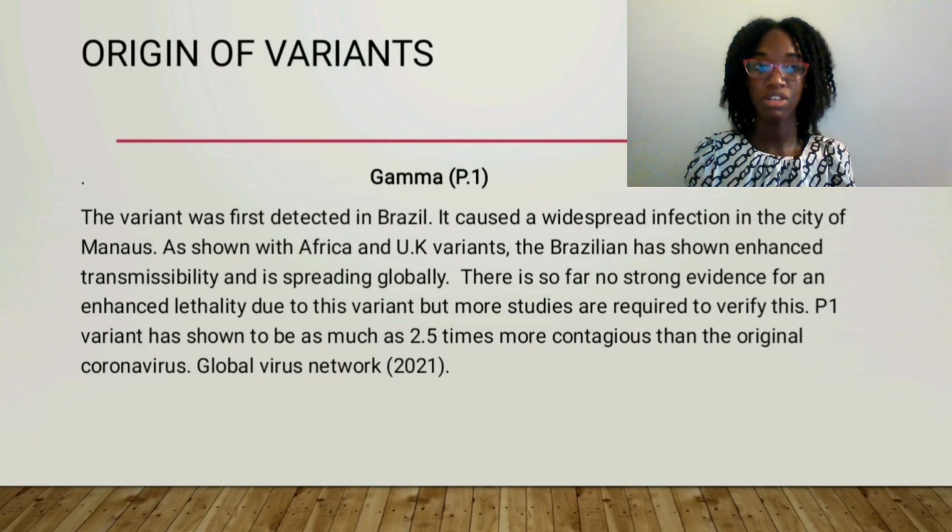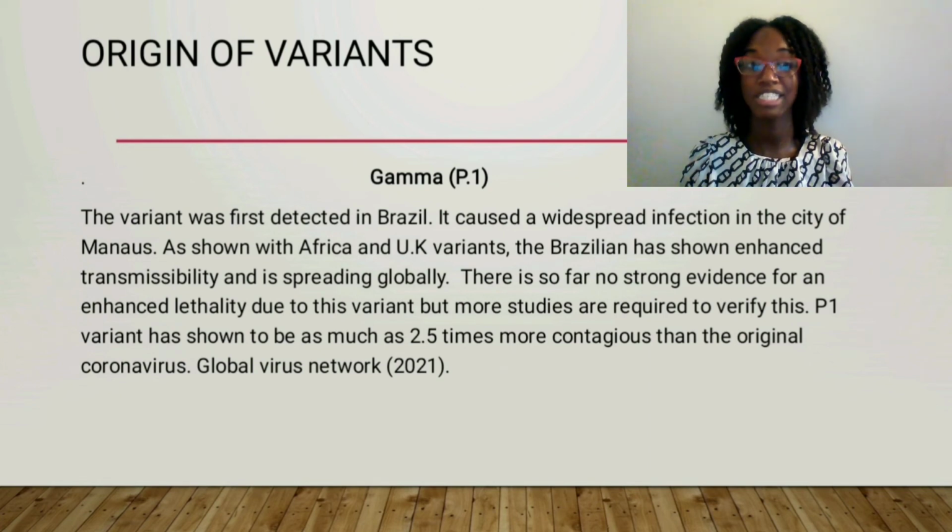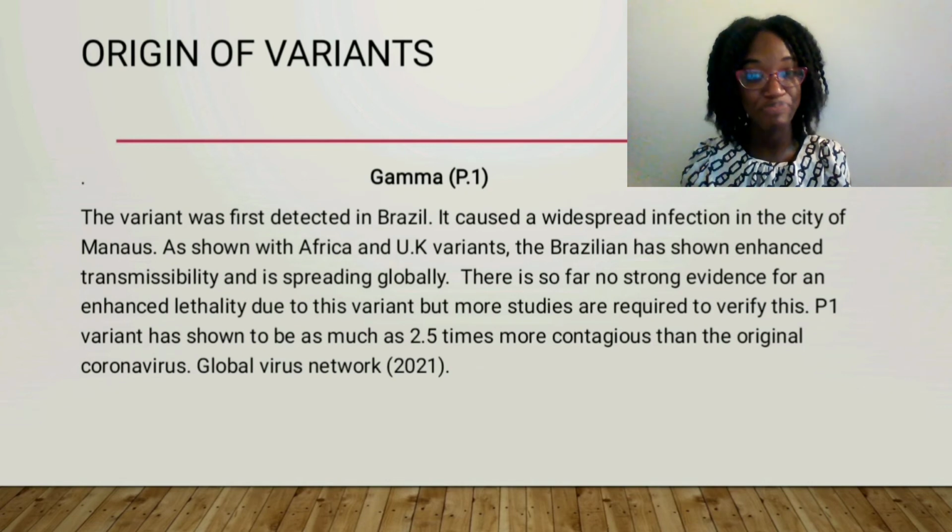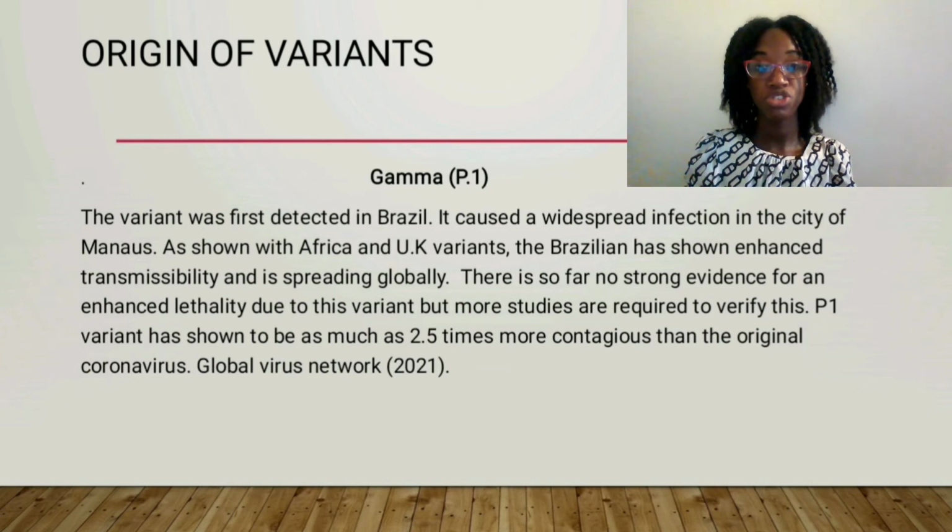The gamma is another variant, and that variant was first detected in Brazil. It caused a widespread infection in the city of Manaus. As shown with the African and UK variants, the Brazilian variant has shown enhanced transmissibility and it spreads globally. So far, no strong evidence of lethality of this variant, but more study is required.